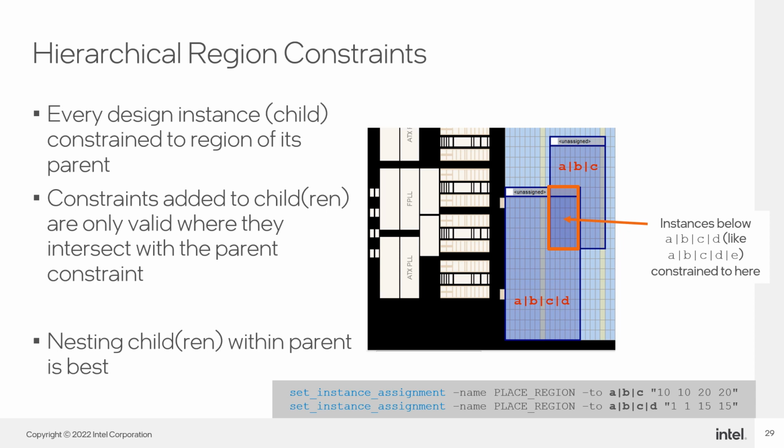Without any additional constraints, all logic for B|C and any lower-level logic, its children, would be constrained to just this region. A second region constraint is added for B|C|D overlapping the first region. Now B|C|D logic can be placed in the area of the second region outside of the original B|C region. However, since the two regions overlap, any child instances of B|C|D are constrained by B|C's parent. Thus, logic such as B|C|D|E would be constrained to the intersecting region. Be aware of this when recreating your floor plan with logic lock regions.